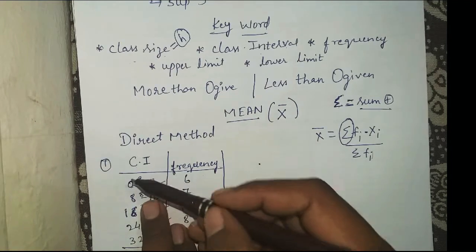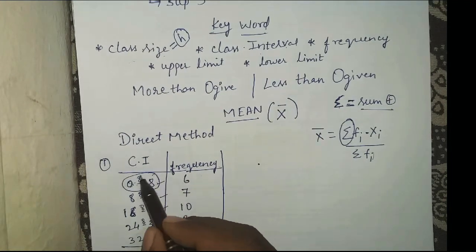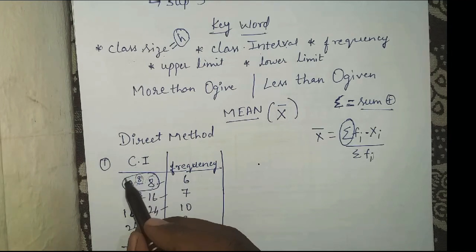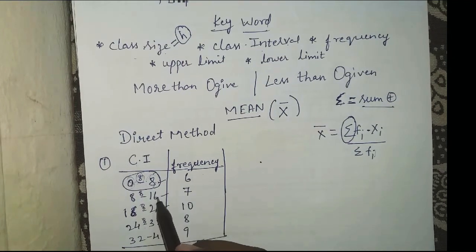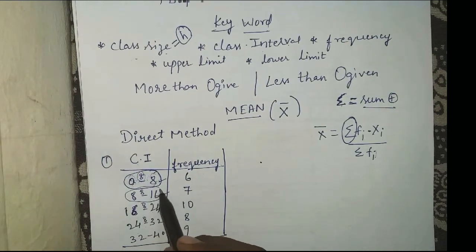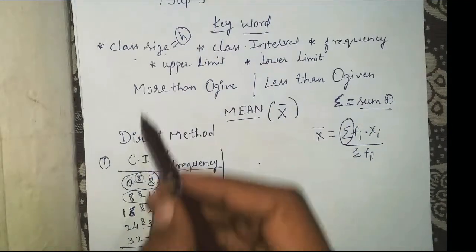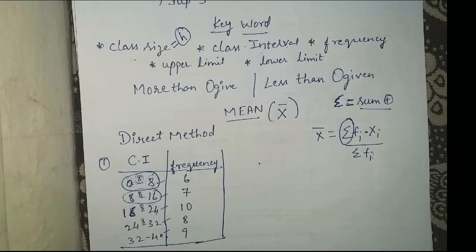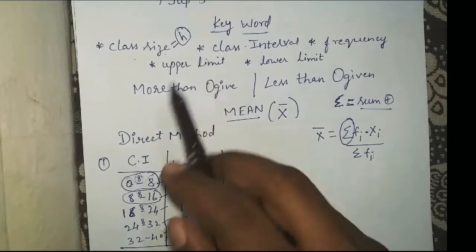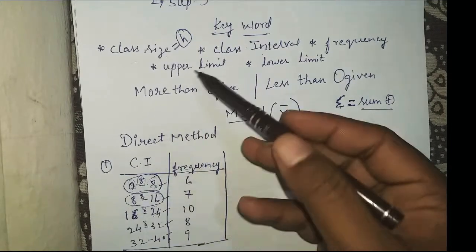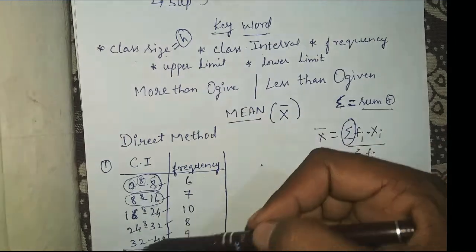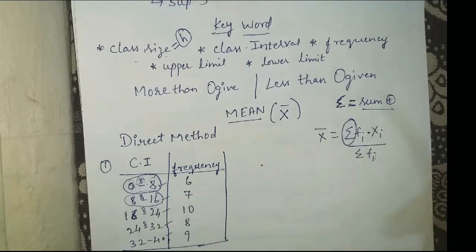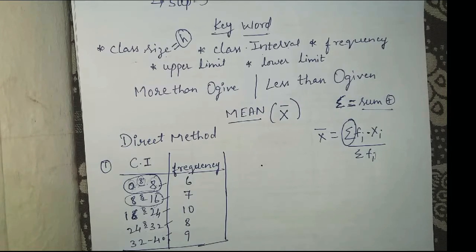For the first class interval, the class size is 8, the upper limit is 8 and the lower limit is 0. For the next class interval, the class size is 8, the upper limit is 16 and the lower limit is 8. Got it? So this row is called lower limit and this row is called upper limit. Okay, now we'll go to the problem, how to find out the direct method.